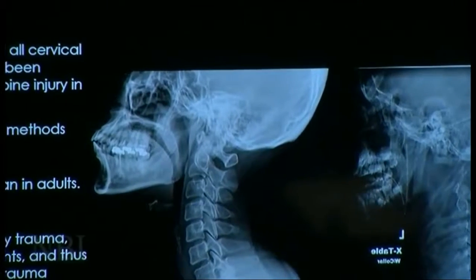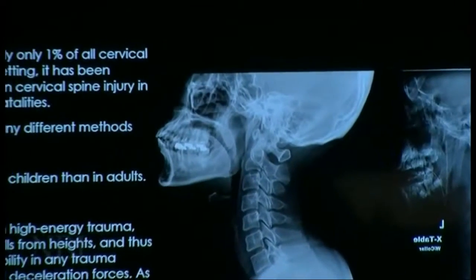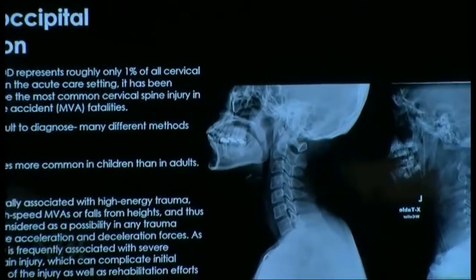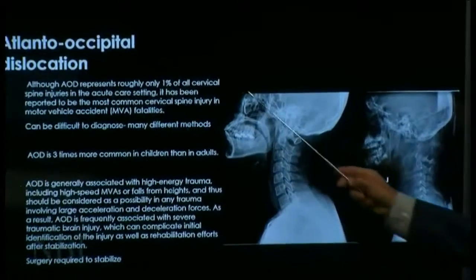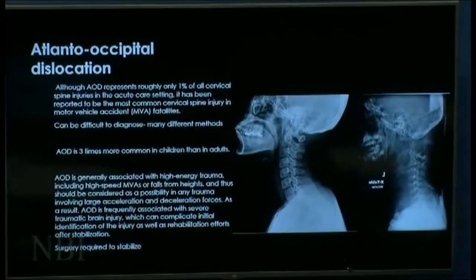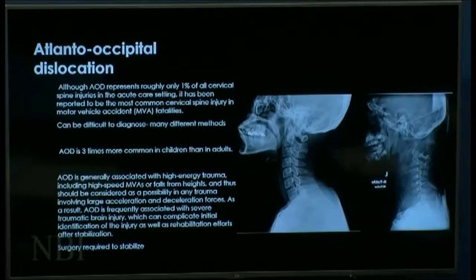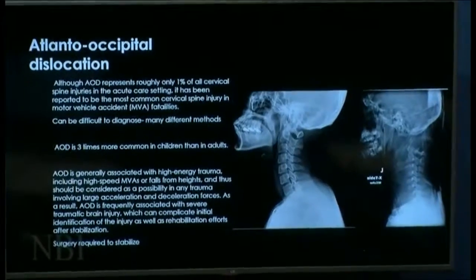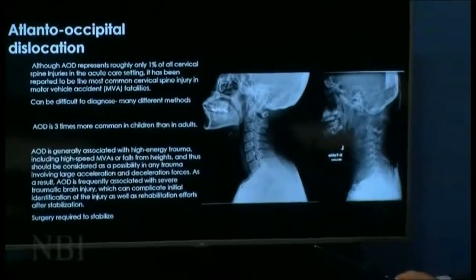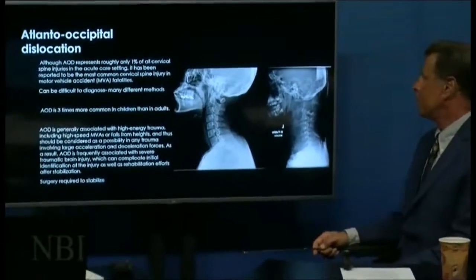The atlanto-occipital injuries are found in motor vehicular accidents, and interestingly, it only represents 1% of cervical spine injuries in the acute care setting, because most people do not survive an atlanto-occipital dislocation, where actually the head becomes separated from the cervical spine. But it's very common in autopsy in accident victims.